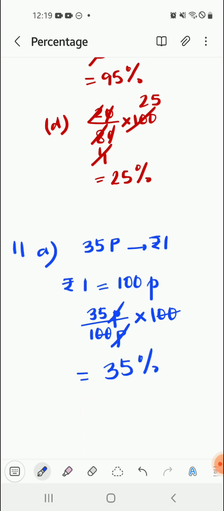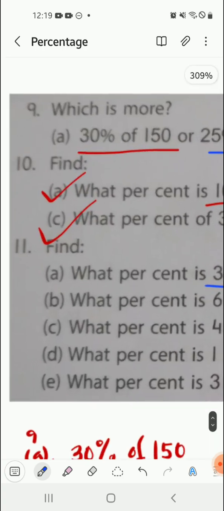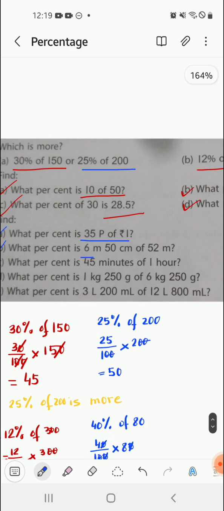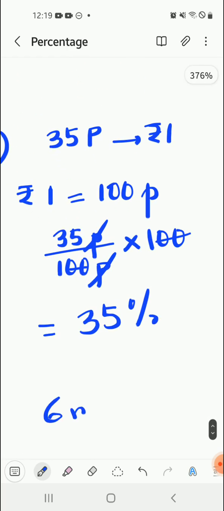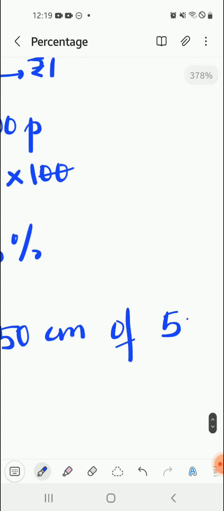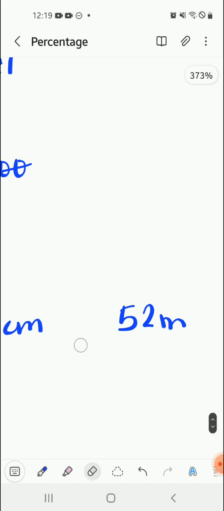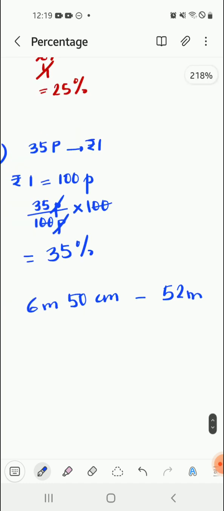Moving on to 11b. It's given: what percent is 6 meter 50 centimeter of 52 meter? We need to find out the percentage. In order to do this, you can see here we have got meter and centimeter, and here we have got only meter. So what we can do is convert everything into one unit. For simplicity, I'm going to convert the whole thing into centimeter, because meter is a greater unit.